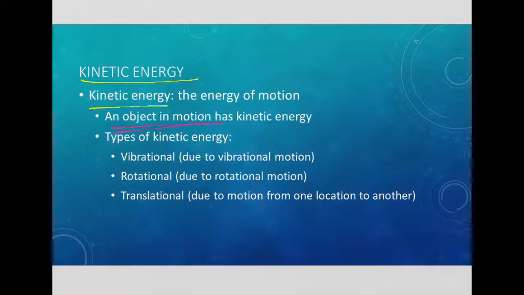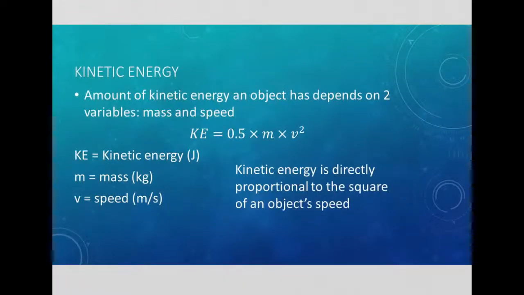Okay, types of kinetic energy that we're going to talk about: vibrational kinetic energy due to vibrational motion. So like an electric toothbrush or your cell phone, when it vibrates, would have vibrational kinetic energy. Rotational kinetic energy due to rotational motion, and then translational kinetic energy due to basically motion moving from one location to another. Translational kinetic energy is the one we're going to focus on the most.